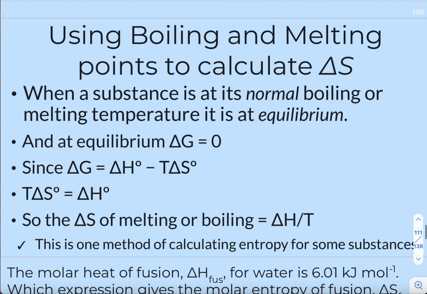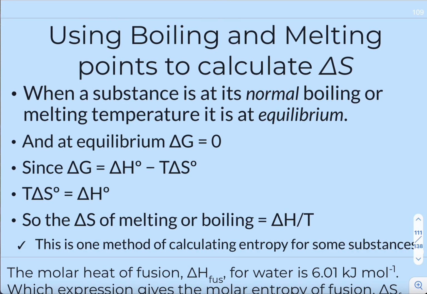When a substance is at its normal boiling or normal melting, usually freezing temperature, it is at equilibrium. Normal means at 1 atmosphere. So whenever you hear normal boiling or normal melting, it's 1 atmosphere. That's what normal means. So at equilibrium, delta G equals 0.